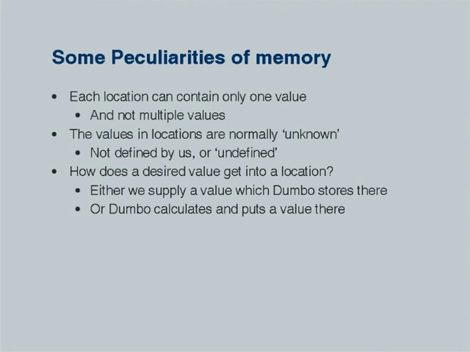And please note, as I told you earlier, none of these activities, namely supplying a value to Mr. Dumbo which he stores there, or Dumbo calculates something and puts a value there, can happen automatically. Dumbo is incapable of doing anything on his own. So for each of these, we will have to give an instruction to Mr. Dumbo, which Dumbo will execute, carry out. It could be either a value to be taken from me and put in the memory location, or it could be a computation which Dumbo does and puts a value. Is that clear? So this is the memory model of our computing that we use.